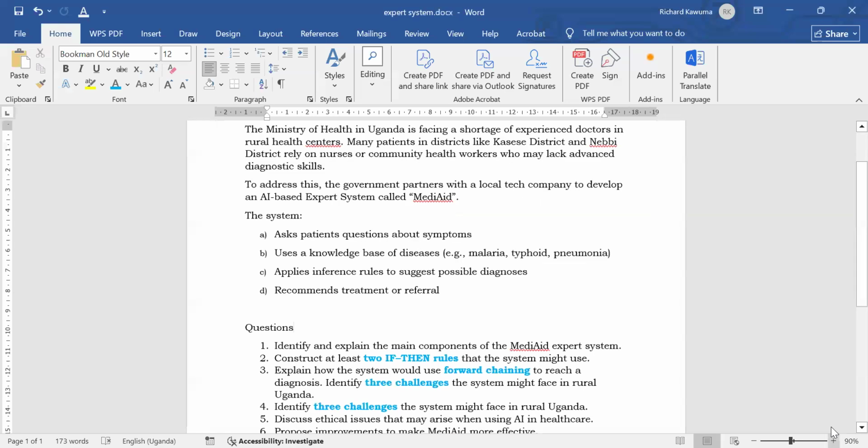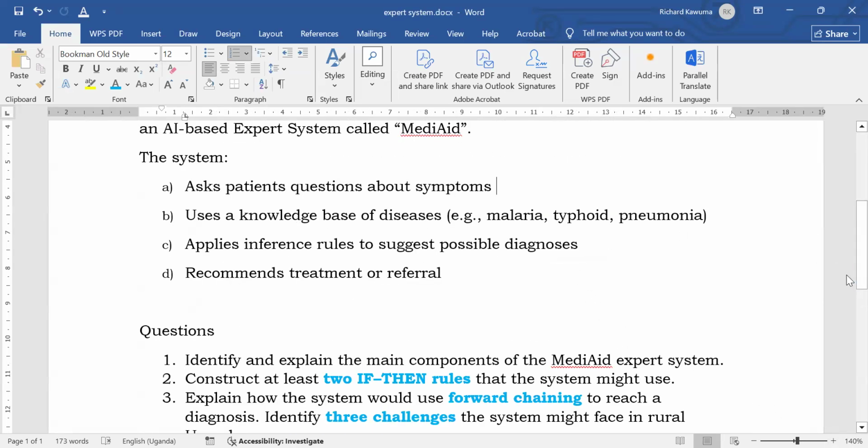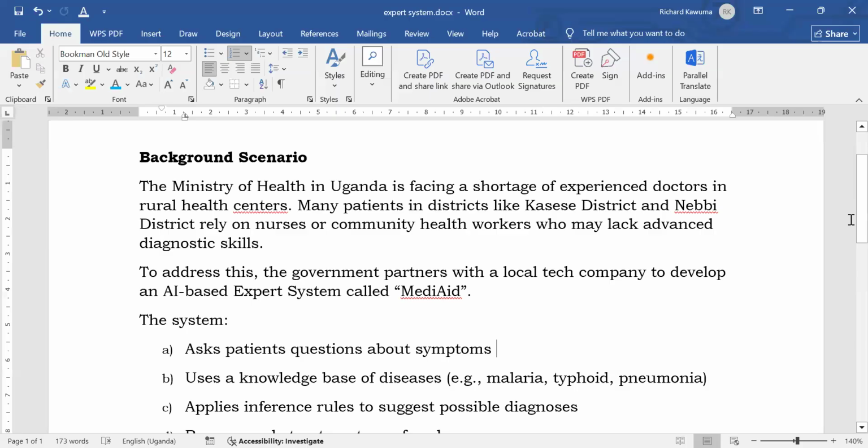So we have such a scenario question, and we assume it is an exam question. So say the Ministry of Health in Uganda is facing a shortage of experienced doctors in rural health centers. Many patients in districts like Kasese district and Nebbi district rely on nurses or community health workers who may lack advanced diagnostic skills. Okay.